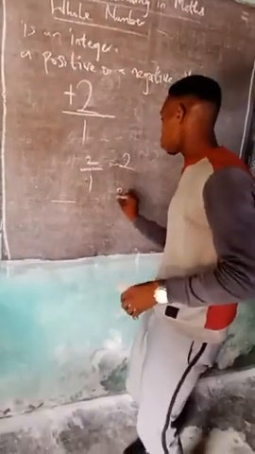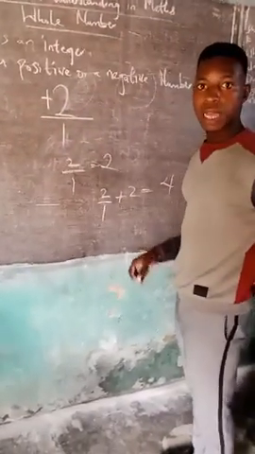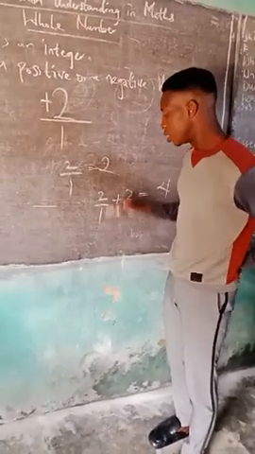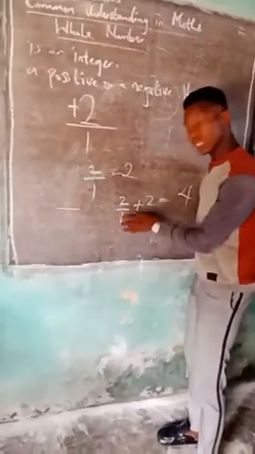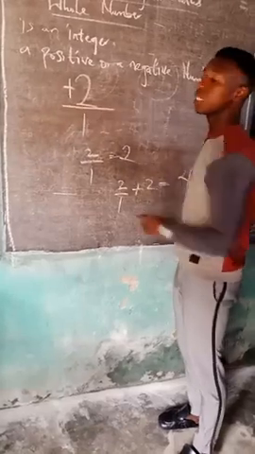So even if I say 2 all over 1 plus 2, it will still give me what? It will still give me 4. Why? Because 2 all over 1 is 2 divided by 1, which is the same thing as saying 2 plus 2. If you press 2 divided by 1 in your calculator, it will give you 2. So every whole number has a denominator of 1.